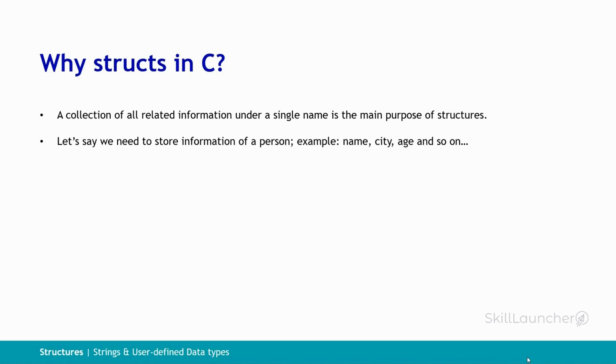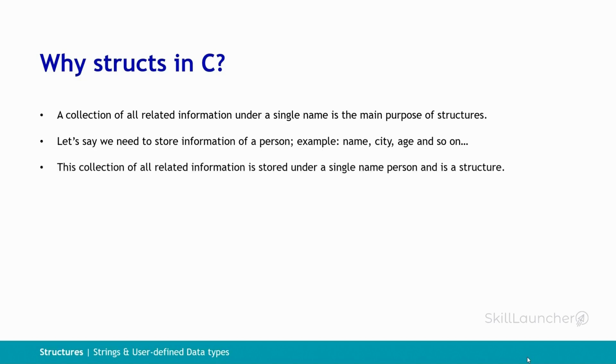So a better approach will be to have a collection of all related information under a single name, person. We would create a template for a person and use this template for every other person. Now you can imagine the code would look much cleaner, readable, and efficient as well. So the collection of all related information is stored under a single name, a structure.